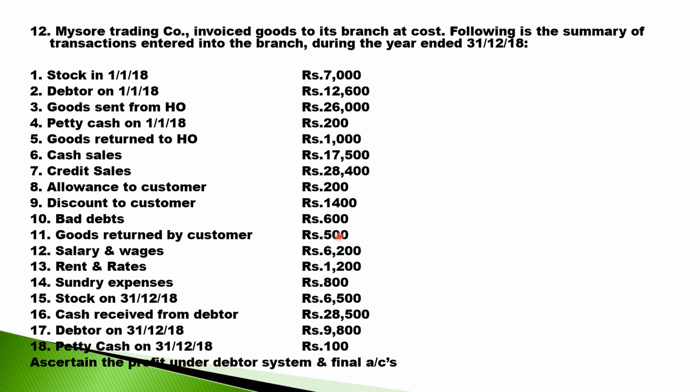Then salary and wages 6,200, rent and rates 1,200, sundry expenses 800. All the 3 expenses will come in debit side because for these expenses head office will pay money to branch. Stock on 31/12/18 6,500 is nothing but closing stock, credit side. Cash receipt from debtor 28,500 will come in credit side because whatever cash branch receives should be paid back to head office. Debtor on 31/12/18 9,800 will come in credit side, is nothing but closing debtor.